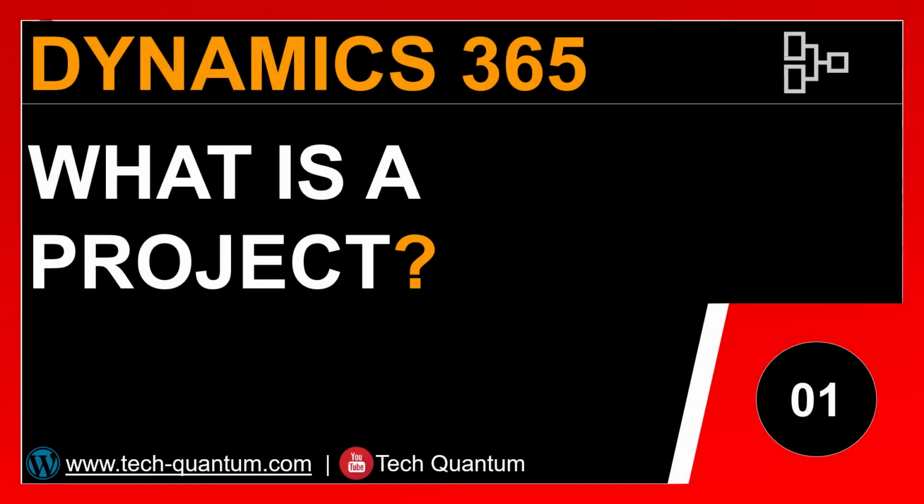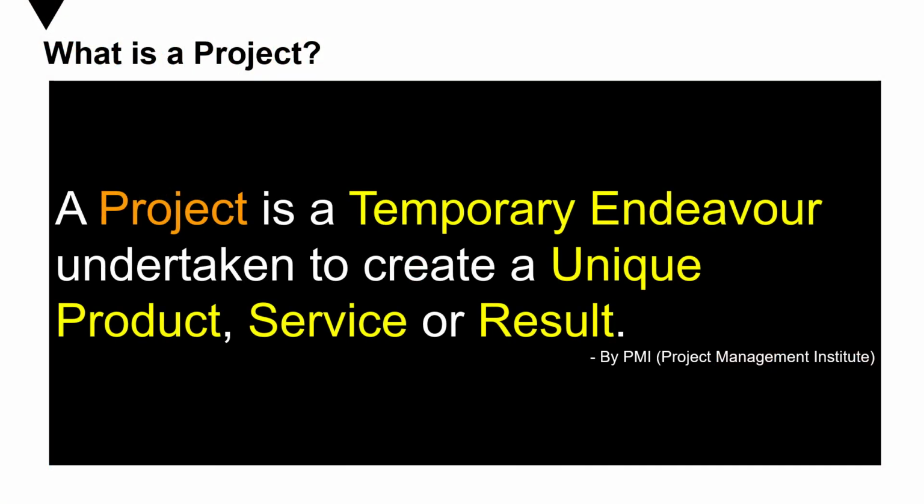So before we can dive into project service automation in Dynamics 365, let's just discuss what is a project. According to the Project Management Institute, a project is a temporary endeavor undertaken to create a unique product, service, or results. So let us just understand a few words from this definition.